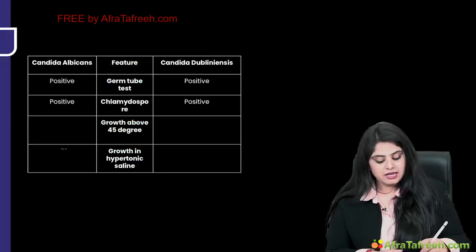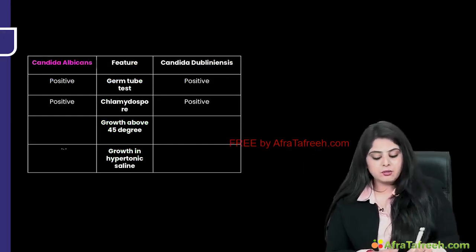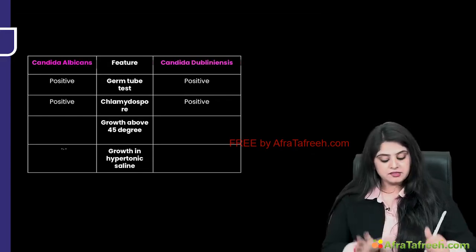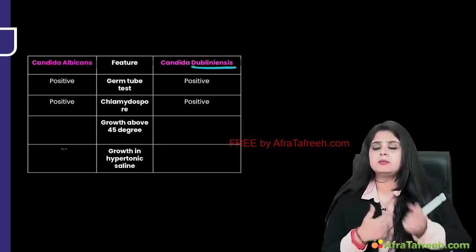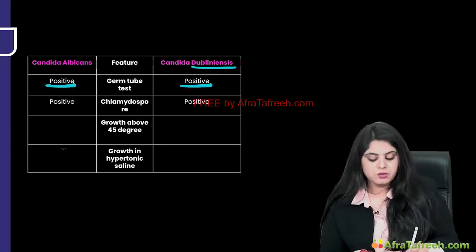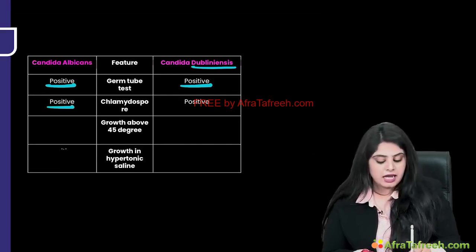But do you know Candida has a cousin brother? Candida albicans is what I was talking about up till now, but Candida albicans has a brother called Candida dubliniensis. Dubliniensis matlab it is going to do everything double. That I will follow my brother. My brother is showing germ tube test positive, so double kar do. I will also show. My brother is showing chlamydospore on corn meal agar, I will also show.